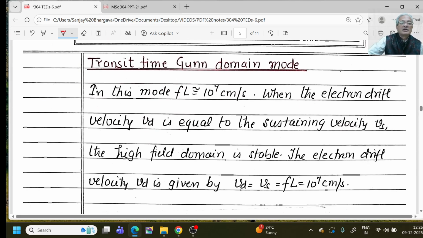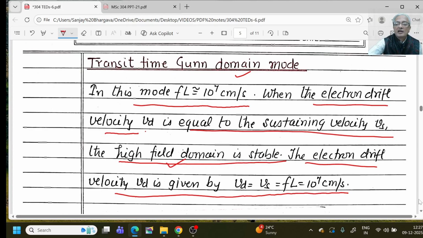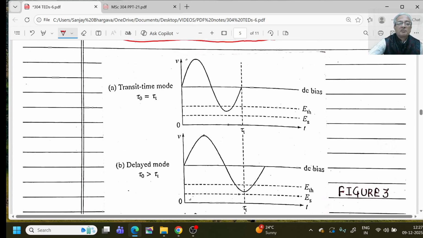The first one is the transit time Gunn domain mode. In this mode, f into L is nearly equal to 10 raised to power 7 centimeter per second. When the electron drifts with velocity Vd equal to the sustaining velocity Vs, the high field domain is stable. The electron drift velocity Vd is given by Vd is equal to Vs is equal to fL, and that is 10 raised to power 7 centimeter per second.